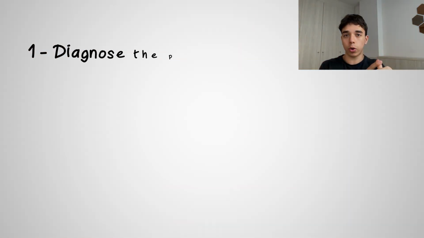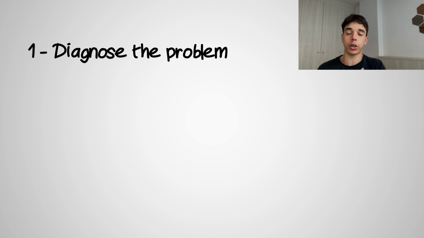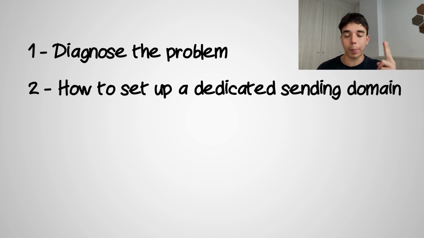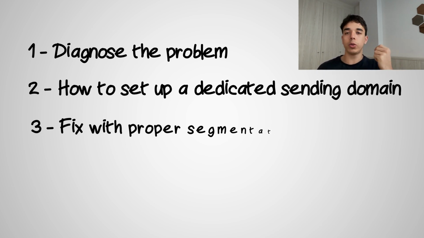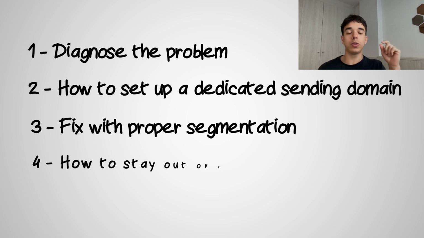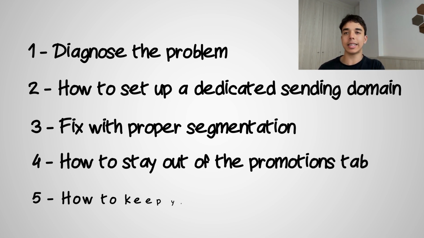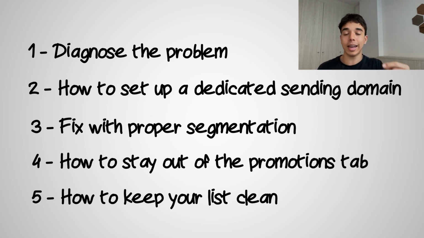Now, here's what I'm going to be covering in this video. First of all, we're going to diagnose the problem. We're going to see if you actually need this solution. Doesn't make sense for us to implement something when you actually don't need it. Now, we're going to see how to actually set up a dedicated sending domain, how to fix it with proper segmentation, how to stay out of the promotions tab, and lastly, how to keep your list clean and engaged over time to avoid this happening over and over again. So without further ado, let's start with the first step.